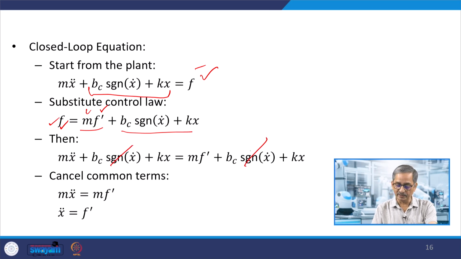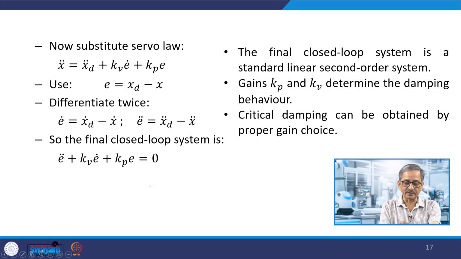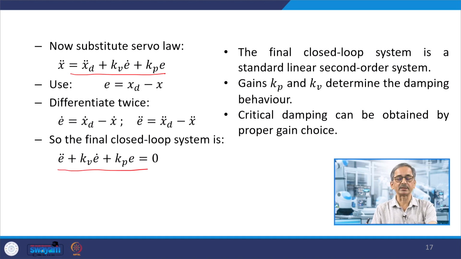Okay, so this non-linearity in the model is getting cancelled by the non-linearity in the control law. This kx gets cancelled similarly. So what I have is this one, and again I get the same expression. And now I can substitute my servo portion over here, so I get the final closed loop equation as this one. It is the same equation which we have seen previously.